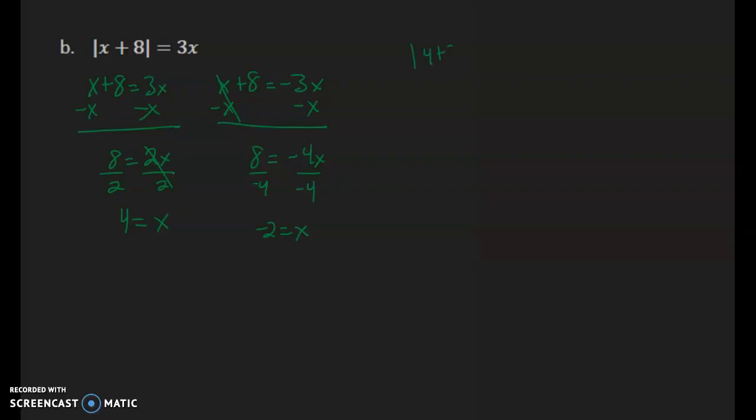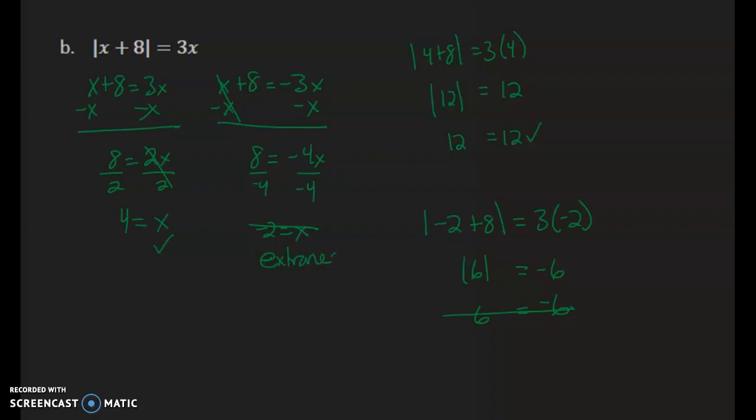Now when you go to check them back in, I'm going to start with 4 and plug it in. 4 plus 8 is 12, and the absolute value of 12 is 12. On the right side, 3 times 4 is 12. So it does check out. Let's try plugging in negative 2. Negative 2 plus 8 is 6. The absolute value of 6 is 6. But on the right side, we have to plug in negative 2. 3 times negative 2 is negative 6. And negative 6 and 6 are not equal. Therefore, that answer is extraneous. So the only answer you actually get for this problem is x equals 4.